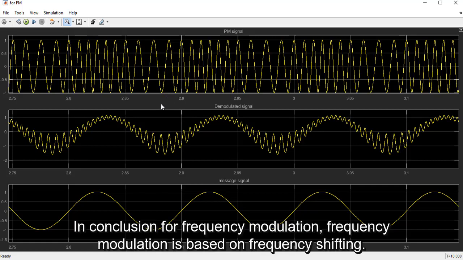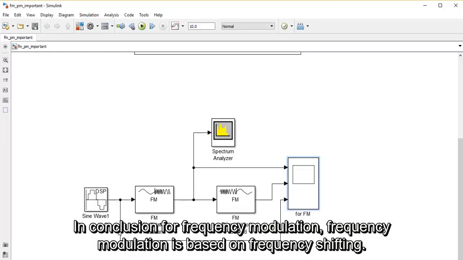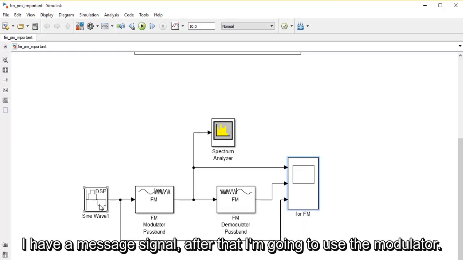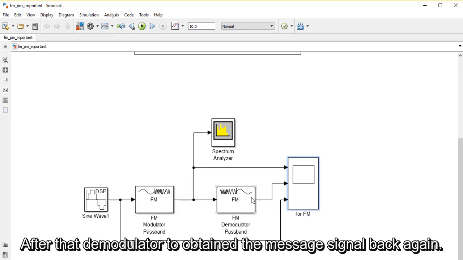So in conclusion, frequency modulation is based on frequency shifting, not phase but frequency. I have a message signal. After that, I'm going to do the modulator. After that, the demodulator to obtain the message signal back again.